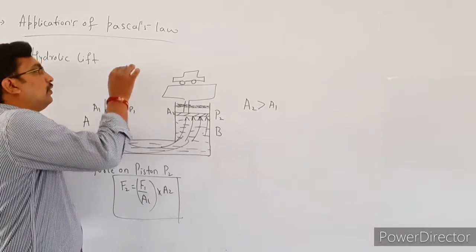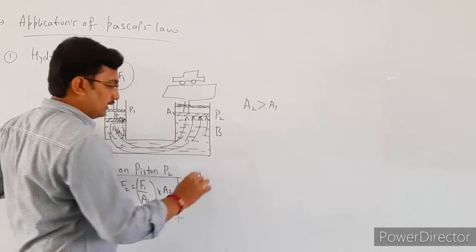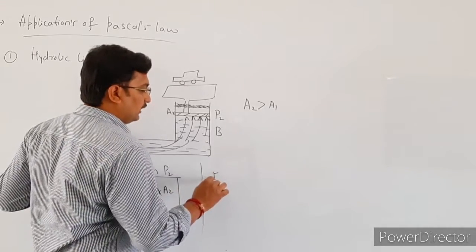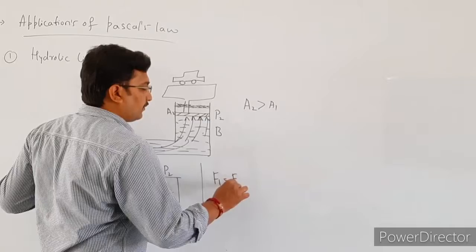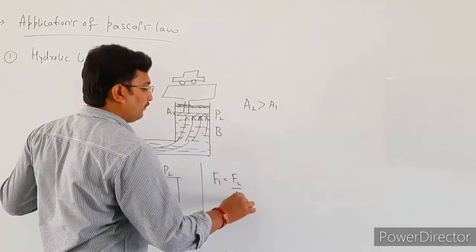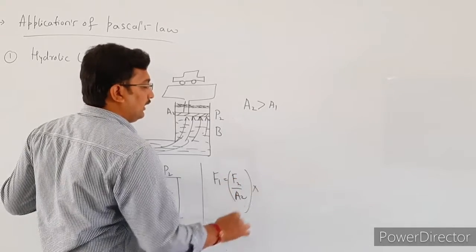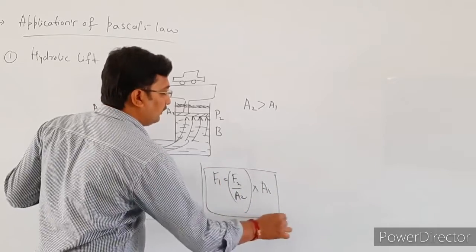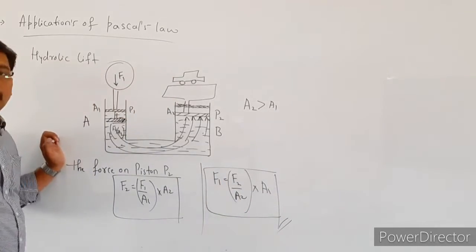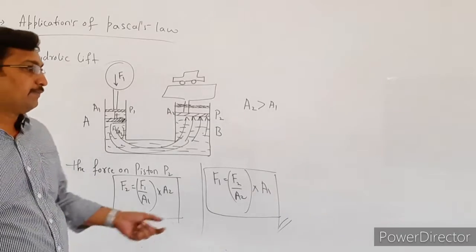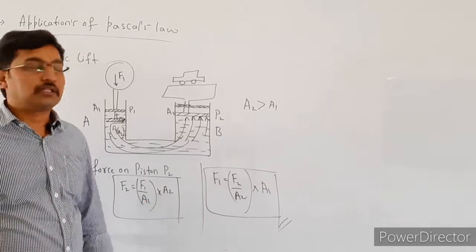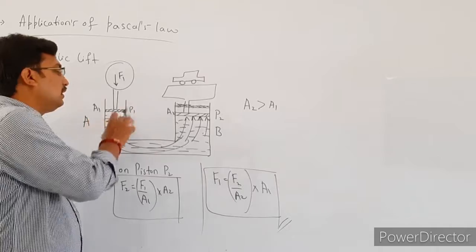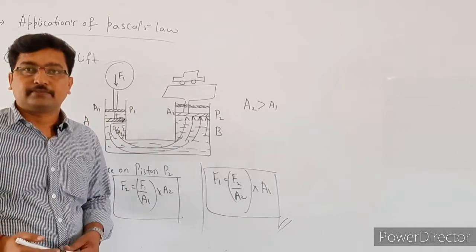If you want to find the force F1, then F1 is equal to F2 by A2 into A1. So this formula we use to find the F1 force, right? In this case, this formula is used to find the force exerted on the small piston.